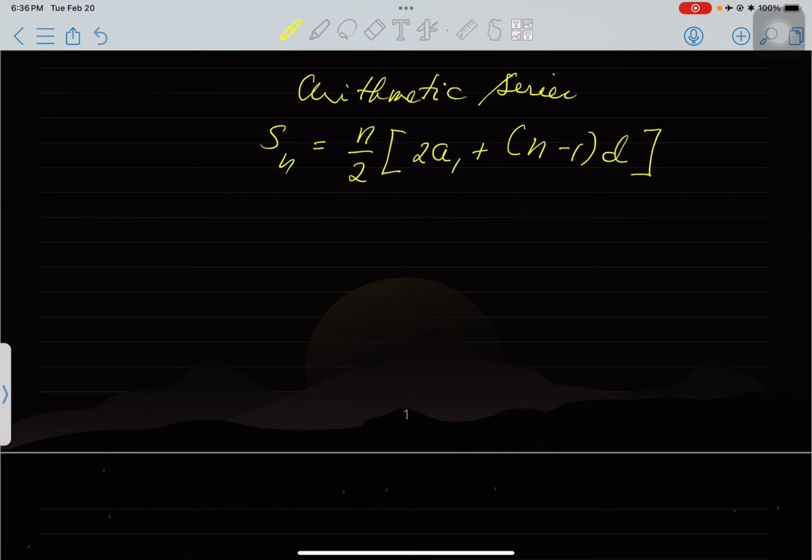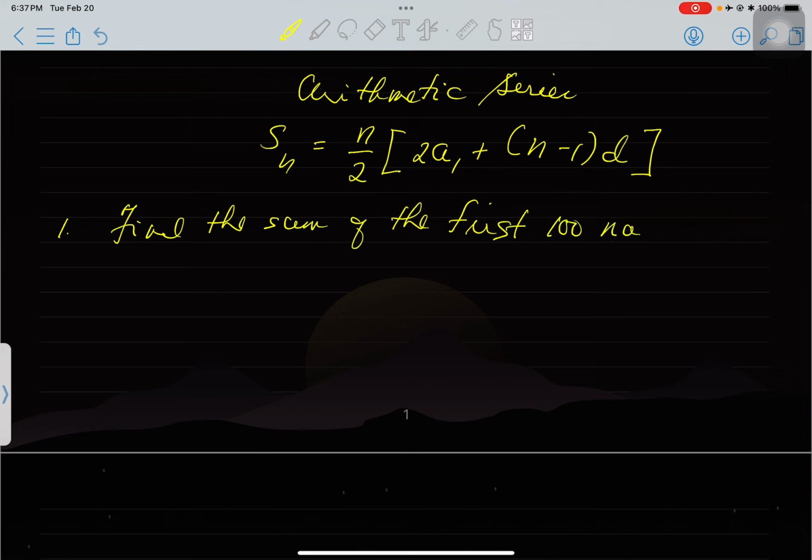Eventually here, we are going to find again the value of our constant difference together with identifying our first term. So let's have an example here. Find the sum of the first 100 natural numbers.